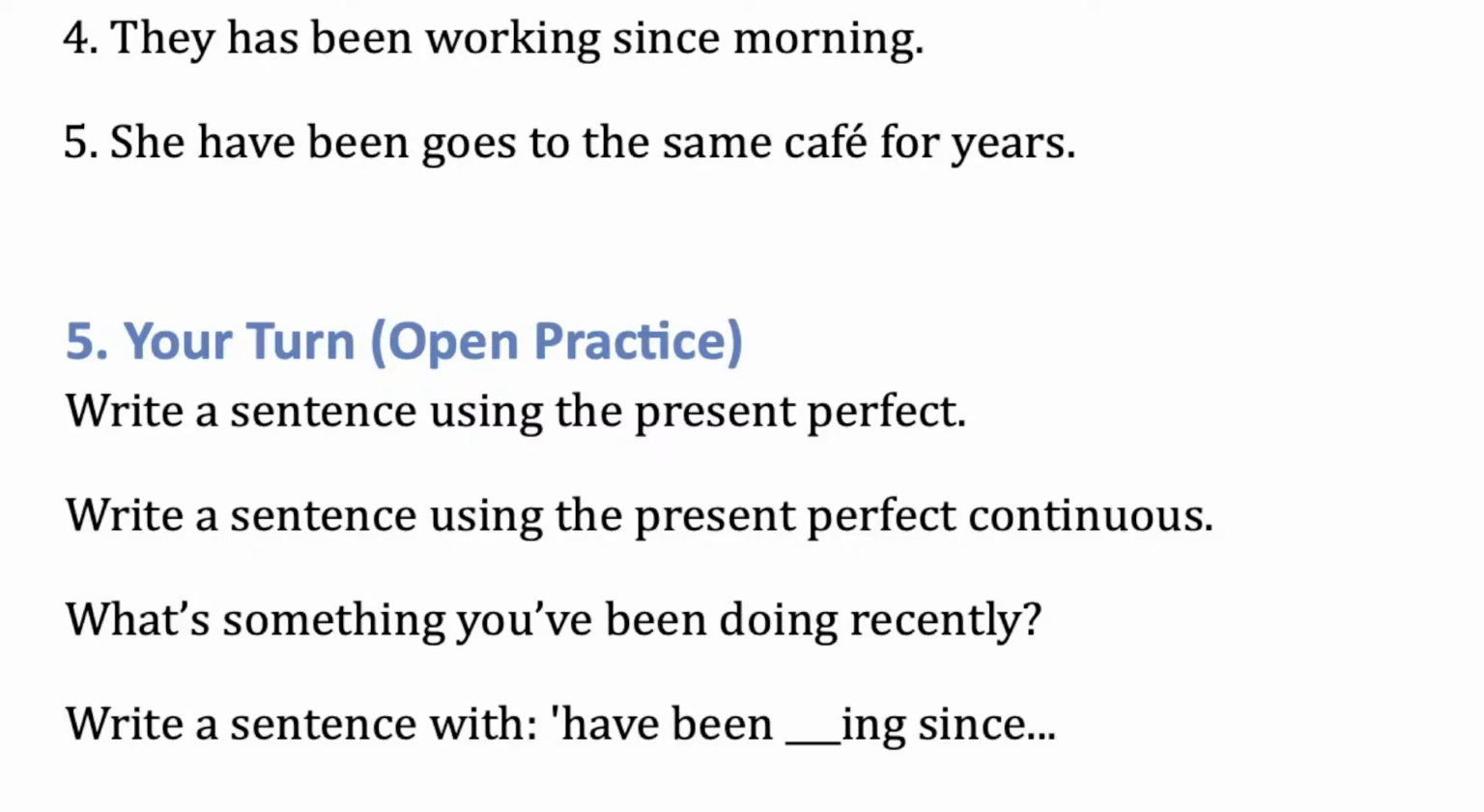Okay, so we're writing sentences using these instructions. Write a sentence using the present perfect. Write a sentence using the present perfect continuous. What's something you've been doing recently? Write a sentence with have been, verb -ing, since, time. Okay, Helga says, I have been listening to Mark recently. Katie, I have been watching your videos since 2019. Thank you so much. Love you.